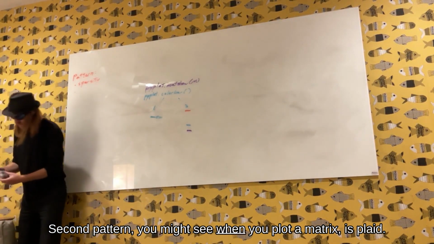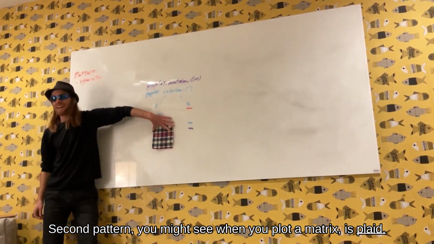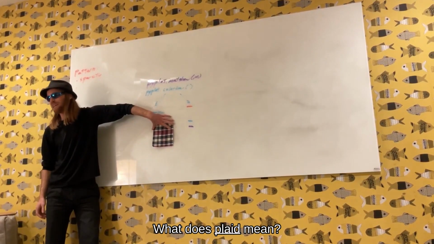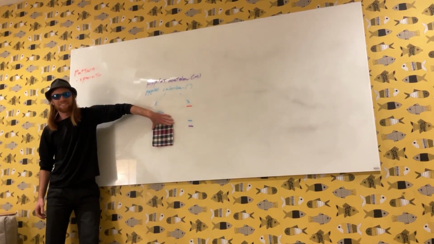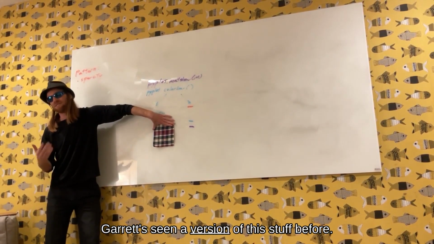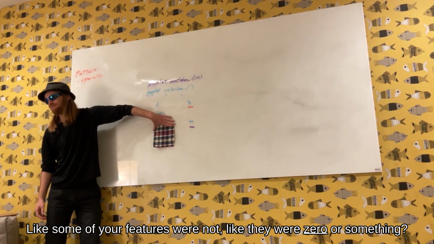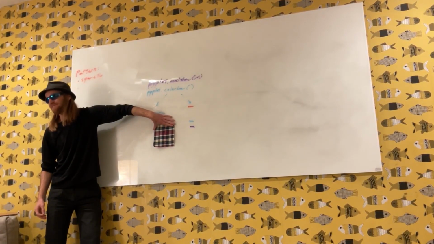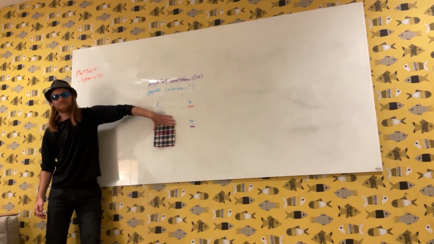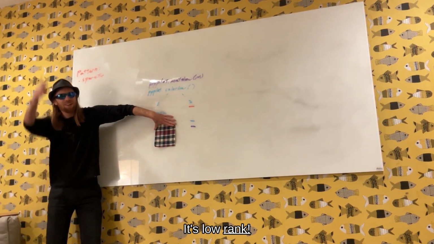The second pattern you might see when you plot a matrix is plaid. What does plaid mean? Anybody besides Garrett? Garrett's seen a version of this stuff before. Some of your variables were 0? Nope. All right, fine, Garrett. Tell us. It's low rank. It's low rank. There we go.